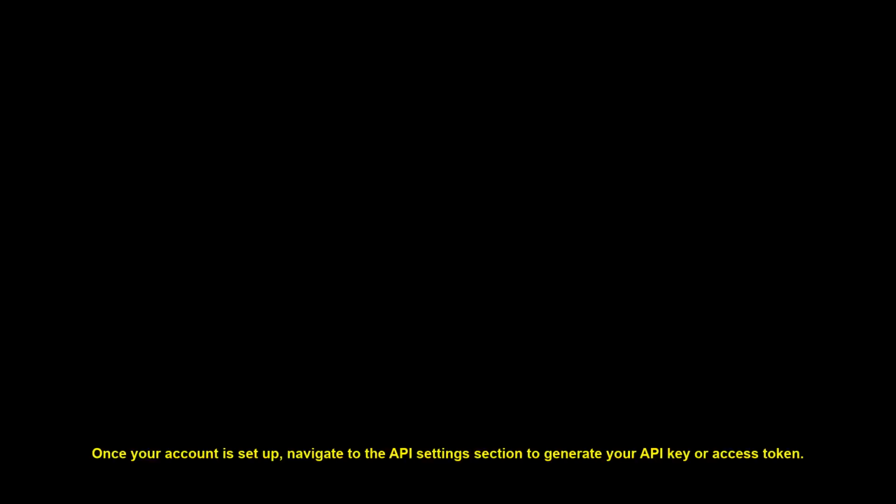Once your account is set up, navigate to the API settings section to generate your API key or access token. Remember to securely store your API credentials, as they will be required for authentication in your POS system. Now, access your POS system's integration settings for API connections.